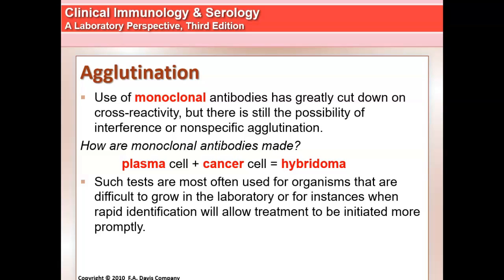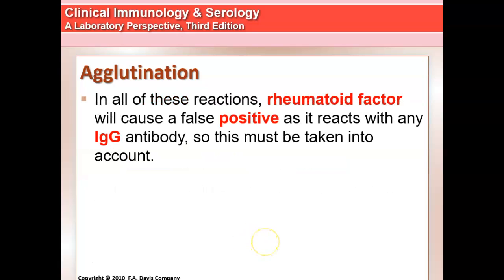Such tests are most often used for organisms that are difficult to grow in the lab or for instances when rapid identification allows treatment to be initiated very quickly. In all of these agglutination reactions, rheumatoid factor will cause a false positive, as it reacts with any IgG antibody.